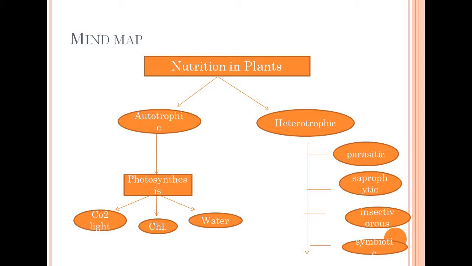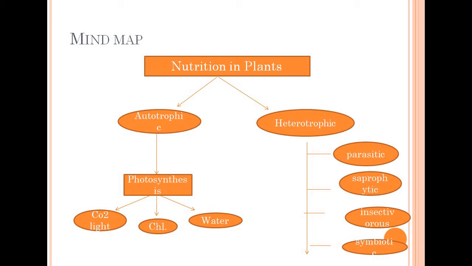We have studied the two types of nutrition, that is autotrophic and heterotrophic. We also went through the different conditions under which photosynthesis, one of the important processes, occurs. We went through conditions like carbon dioxide availability, light, and the presence of chlorophyll and water. So when all these conditions are available, photosynthesis can occur very fluently.